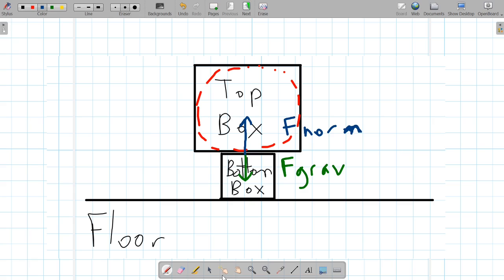And it should be obvious to you all that these forces have to be equal because we have a system here that's at rest. It's not moving, so both the forces acting on it have to be balanced.